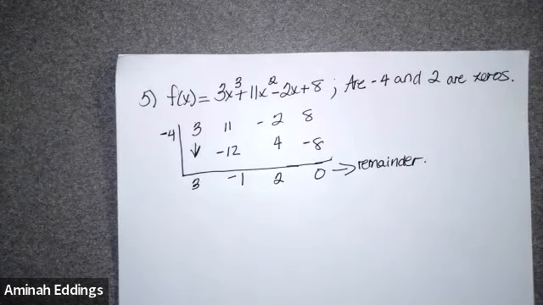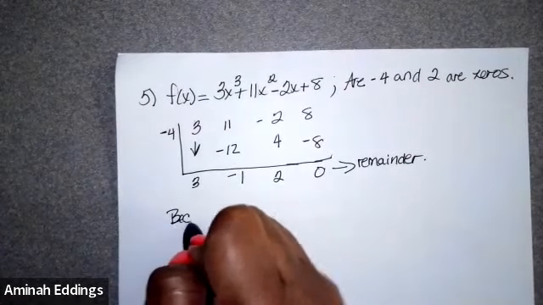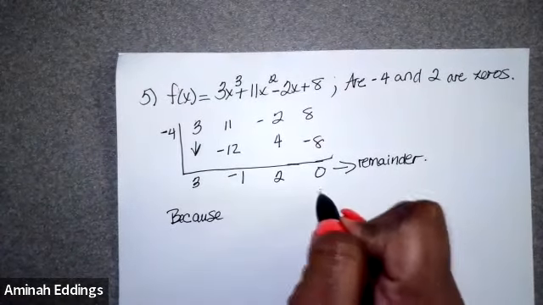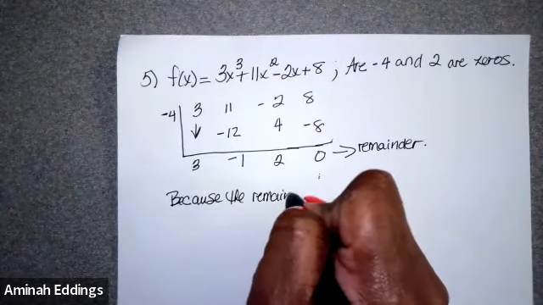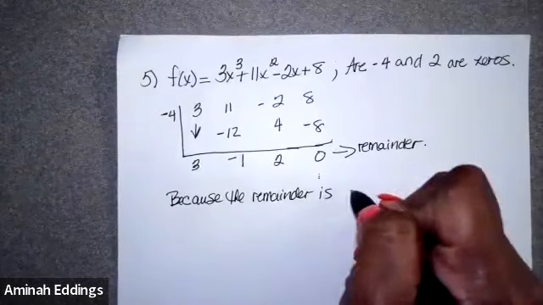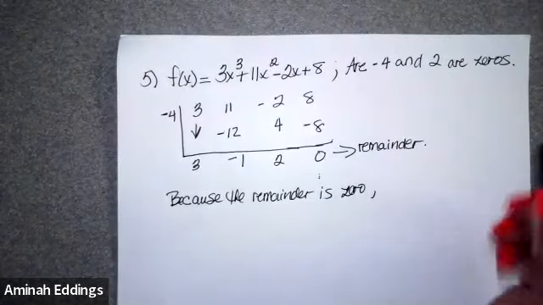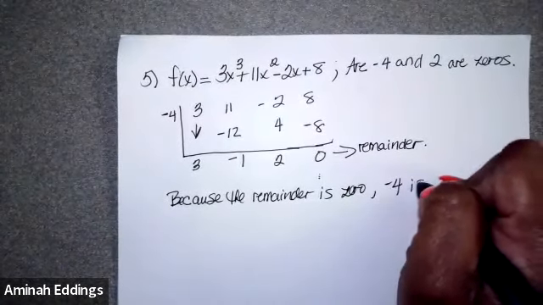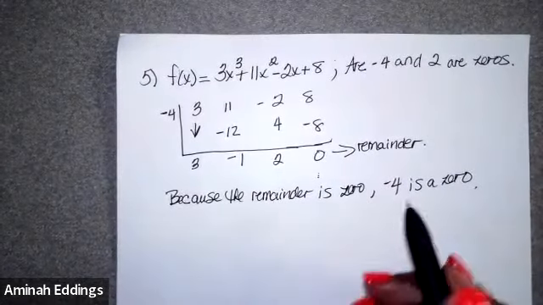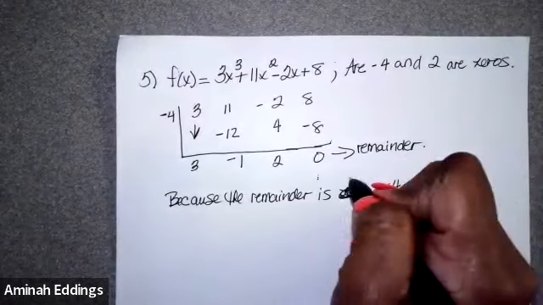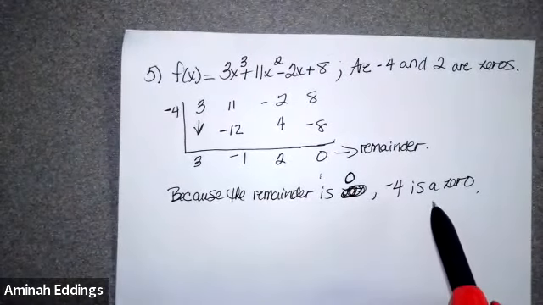All right, is -4 a 0? Yes, good. Because the remainder is 0. That tells us -4 is a 0. And don't get these confused. Because the remainder is 0, then -4 is a 0. Okay?